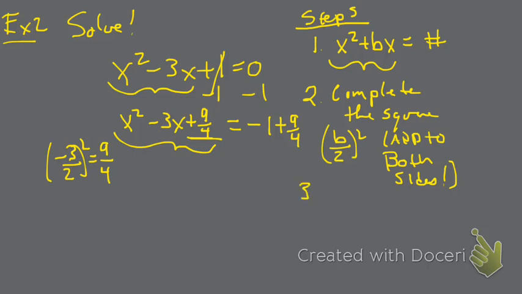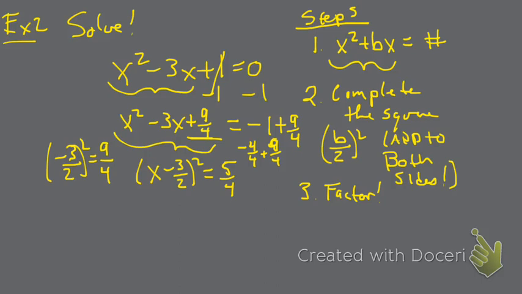Step 3. You can factor your trinomial. This is also what we did in the last step. It's just going to be x, cut the b value in half, and square it. And that's equal to, let's see if we can add this other side. If we have negative 1 plus 9/4, that's the same as negative 4 over 4 plus 9 over 4. 9 minus 4 is 5 over 4. So on the other side, if you just did negative 1 plus 9/4, you're going to get 5/4.